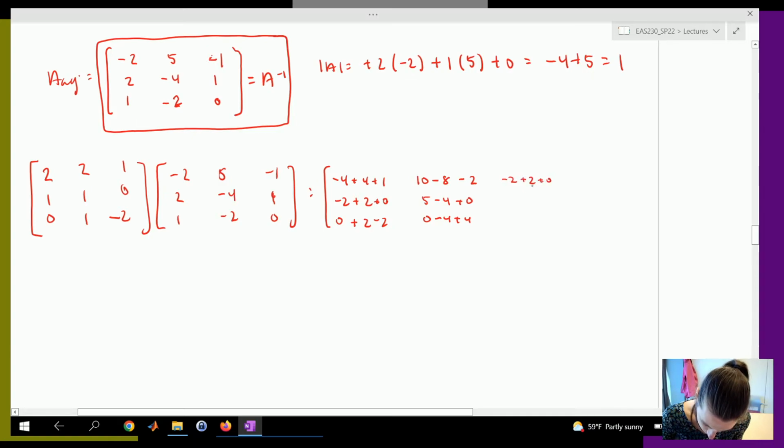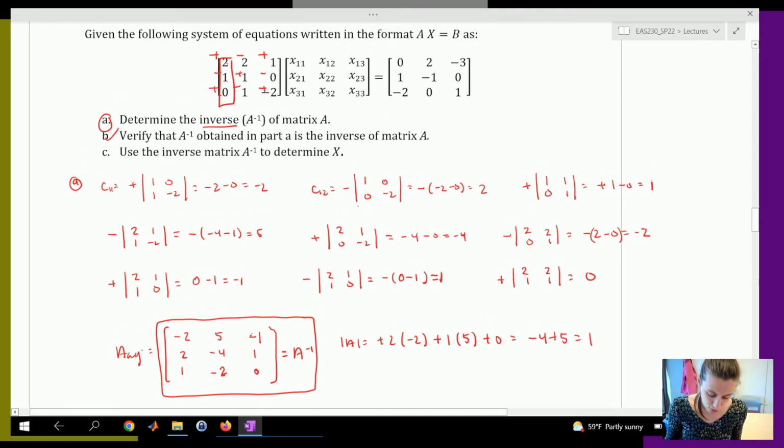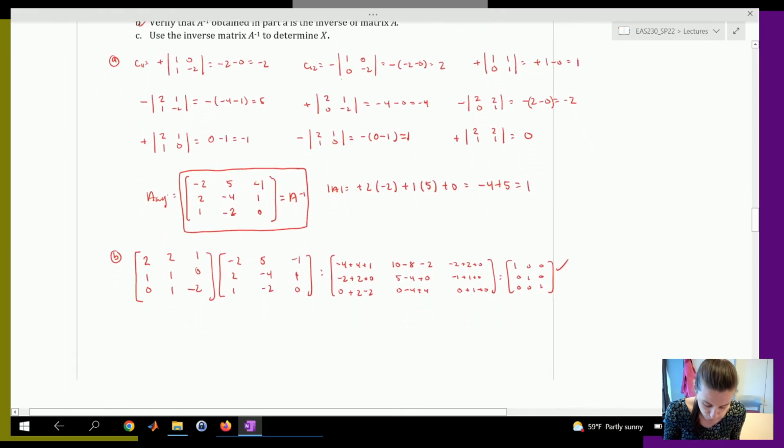-2 plus 2 plus 0, -1 plus 1 plus 0, and then 0 plus 1 minus 2, nope, plus 0. And if you do that, you do get identity. Verified. Okay, last thing. Use the inverse of A to determine X. If we have AX equals B, my solution is X equals A inverse times B. This order matters. It needs to be A inverse times B. Even though you have a 3 by 3 here for B, it still applies. So you just do that multiplication.